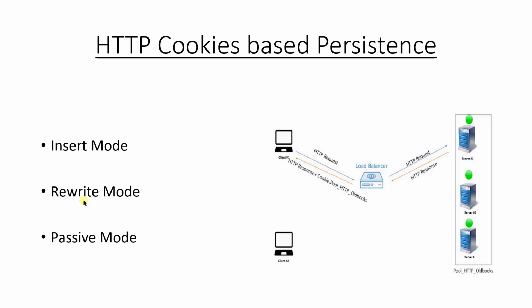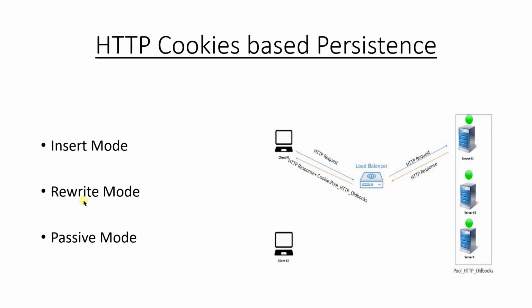Persistence using HTTP cookies is applicable only for a web application server pool, for example an HTTP or HTTPS based connection. This cookie gets installed on the client web browser. In real life, many times when you visit a website, it asks you to accept the cookies. That is one example of HTTP cookie based persistence.